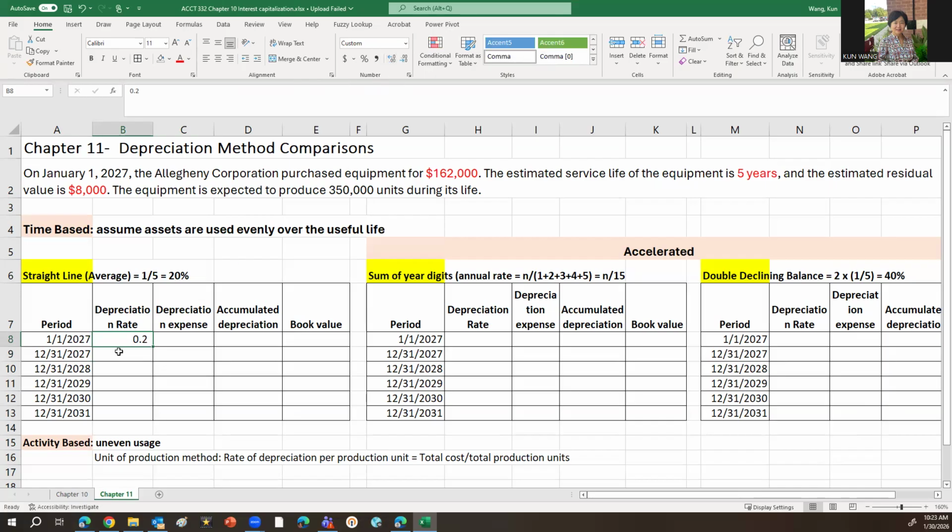Or if you use percentage, it will be 20%. Okay, whatever. So maybe I can change this to percentage. Or if you want to use a fraction, that will be 1/5. Whatever it is, it indicates we are allocating the total cost of the equipment over 5 years of useful life.